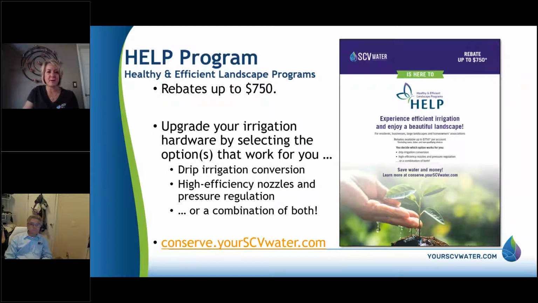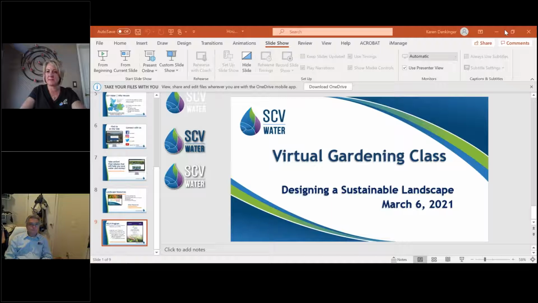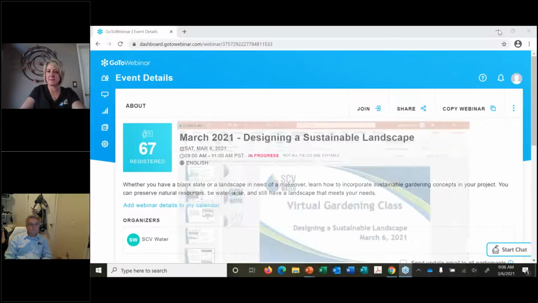And this is a rebate that we have on offer today, just one that I'm highlighting. It's the HELP program, the Healthy and Efficient Landscape Program. You can get a rebate of up to $750. It is for upgrading your irrigation, from drip irrigation, high efficiency nozzles, or a combination of both. You can get up to $750 back. All right, let me close that out.